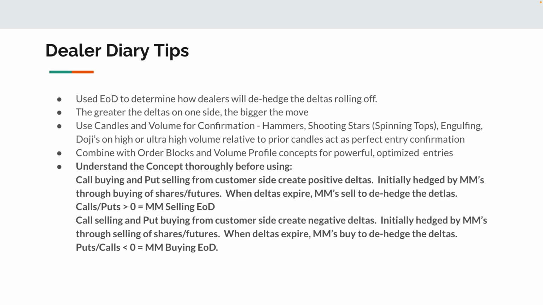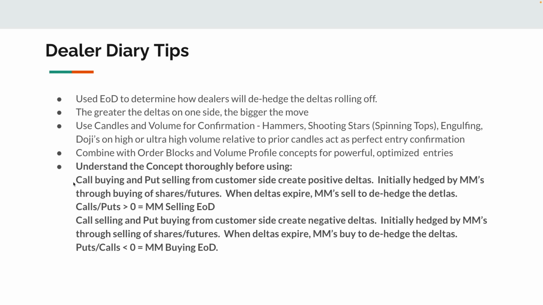Use the end of day to determine how dealers will de-hedge the deltas that are rolling off. The greater the deltas on one side, the bigger the move. Use candles and volume for confirmation: hammers, shooting stars, spinning tops, engulfing candles, dojis, things like that on ultra high volume. Combine it with order blocks and volume profile, as we just showed, for very powerful optimized entries. And then just make sure you understand the concept of what it's showing you before you go and apply it.